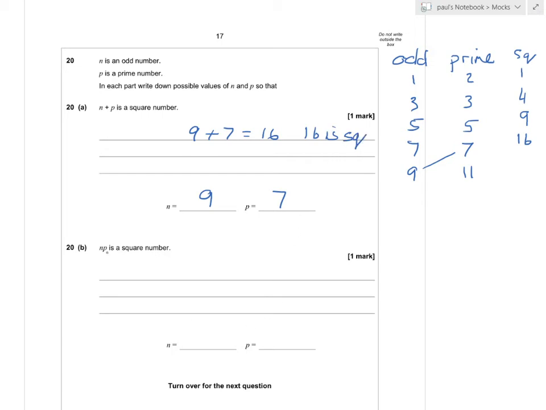Now n times p is a square number. So 1 times 3, no. 5 fives, that looks good. The next square number up is 25. So we can have 5 and 5. So 5 times 5 equals 25, and 25 is a square.